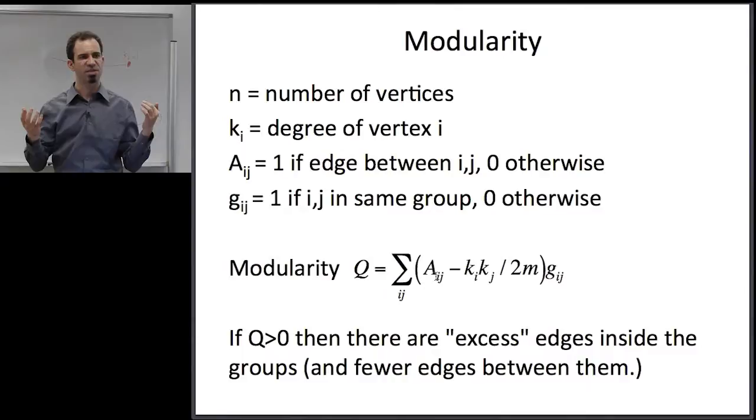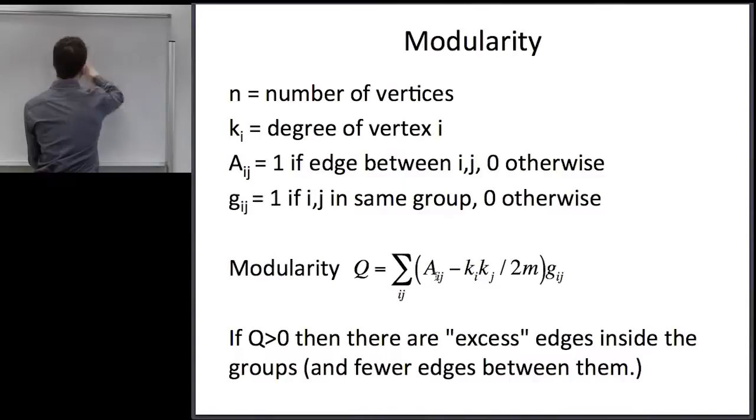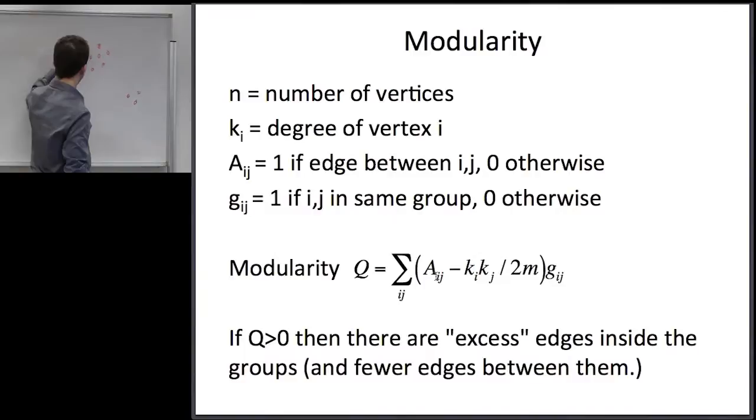You can't just count the edges inside and the edges outside, because, for example, the splits don't have to be the same size, right? So maybe the best way to split them up is you've got 10 people here and 3 people here, and that's actually the way to split them up. And if I just count the number of edges that are inside each group, I compare it to the number of edges that are outside each group, well, that group's a lot bigger, so that's going to have a lot of edges inside.